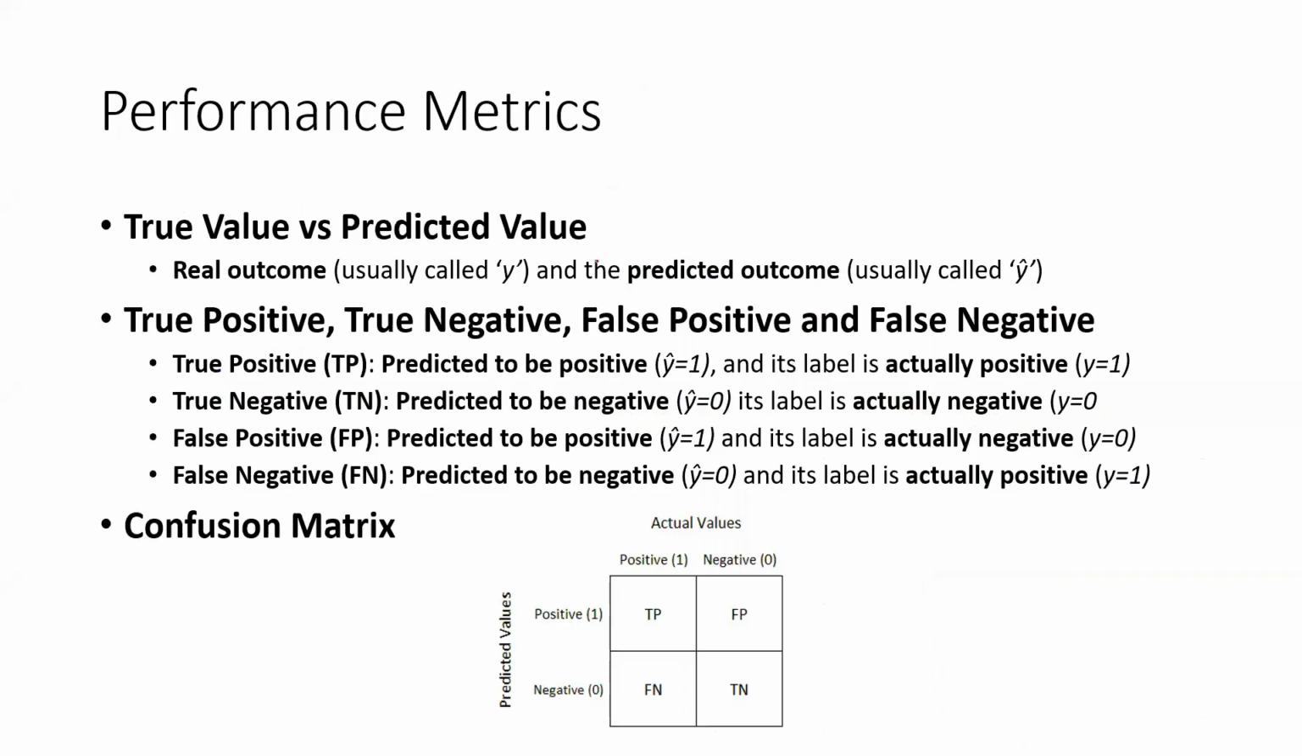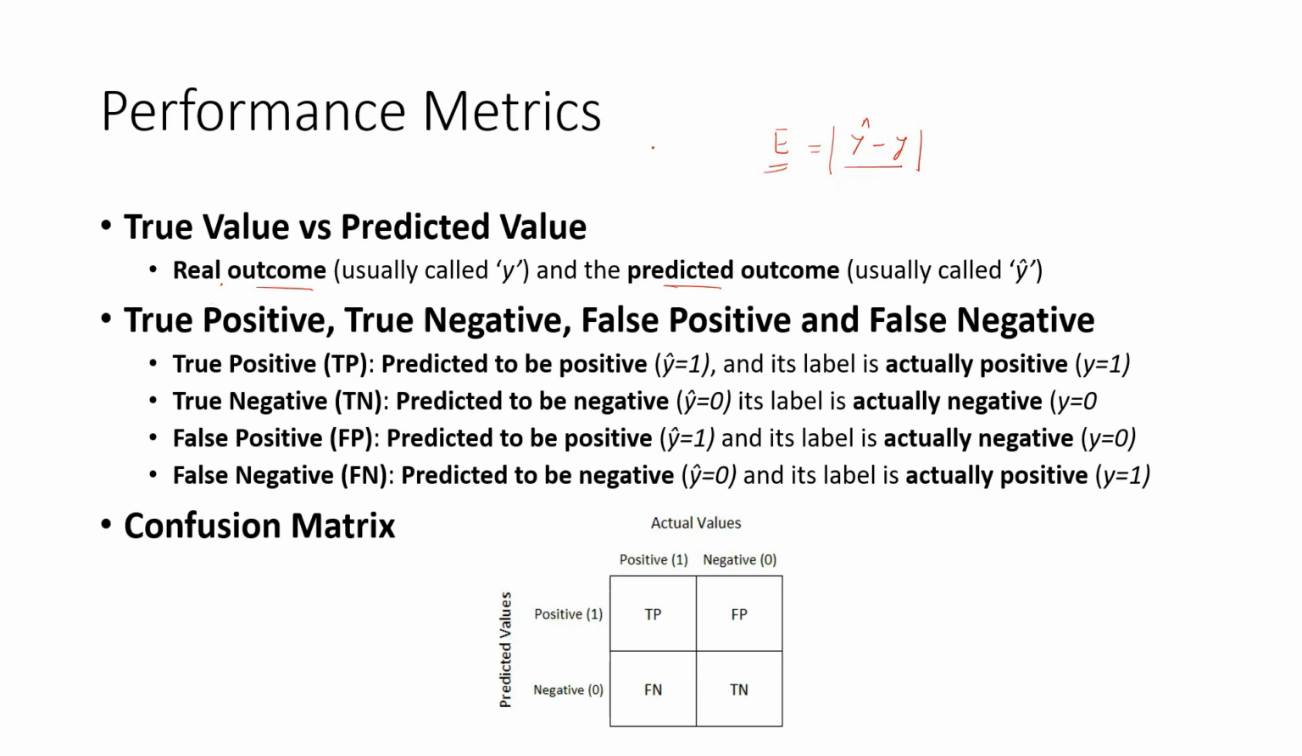As far as performance metrics are concerned, we identify the error from the real outcome: what was the real and what was the predicted outcome. The predicted outcome is y cap, so y cap minus y is the error. If the error is more, it means your predicted value is not aligned with the real outcome.